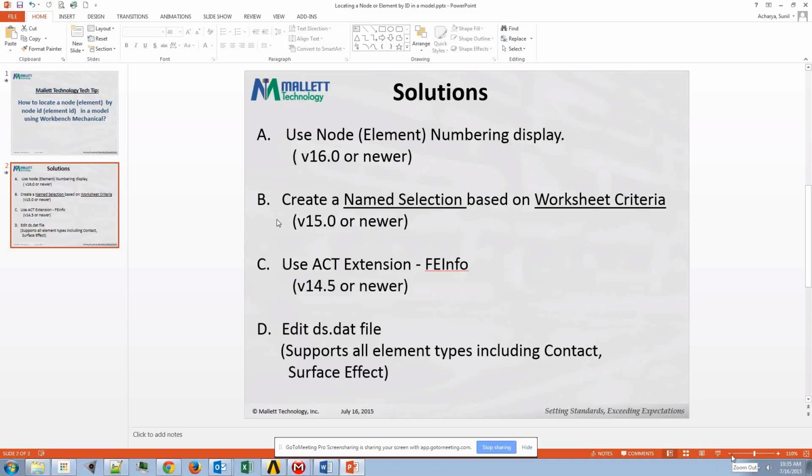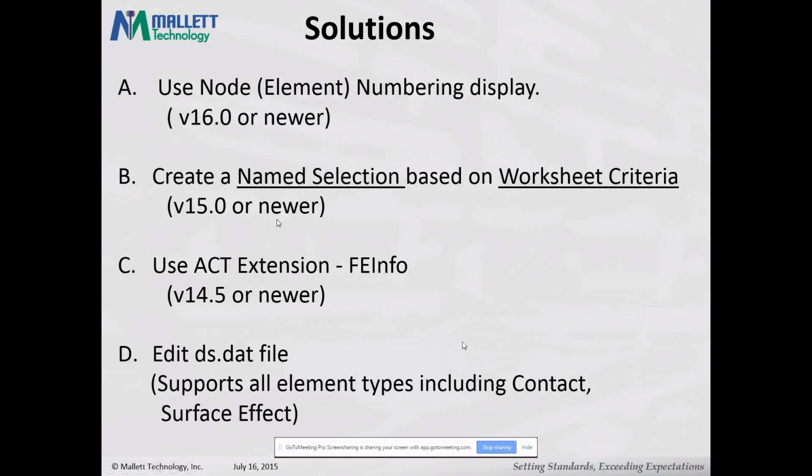And what we're going to look at today are 4 different ways you could do this. Just to summarize those quickly before I go to the actual demo, you can turn the node numbering or element numbering display on if you have version 16 of ANSYS or newer. If you have 15.0 or a newer version, you could create a name selection based on a worksheet criteria. That's another way of doing this. Also, there is a very useful ACT extension called FE-Info that has been available since version 14.5, and that is really geared towards troubleshooting mesh and specifically nodes and elements, and does give a lot of handy tools besides finding the specific node and element numbers.